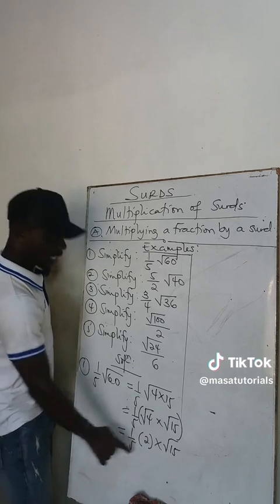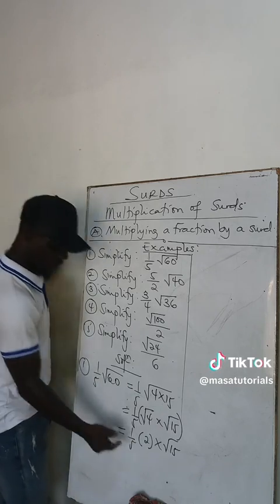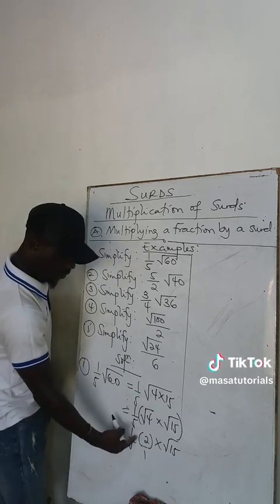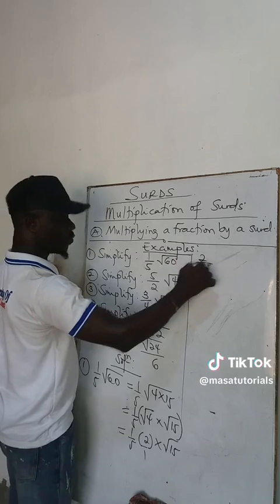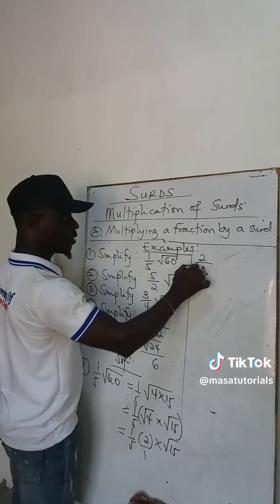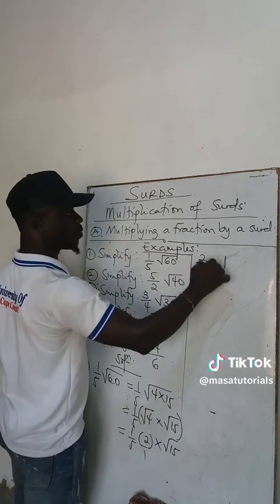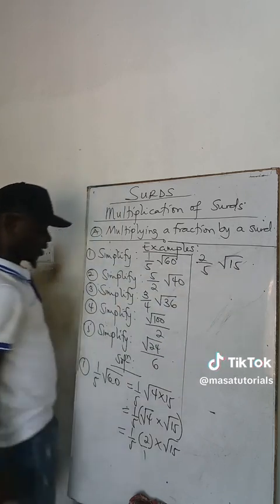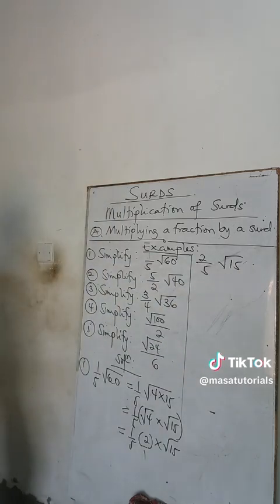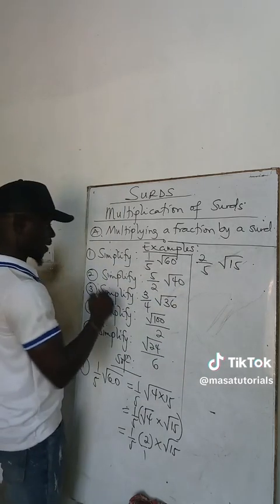Now 1/5 times 2, that's multiplication of fraction. So this one is out of 1. 1 times 2 is 2 over 5 times 1 is 5. Then square root of 15. So this is what we have. Now let's see the second one.